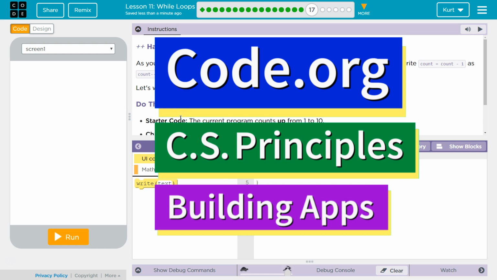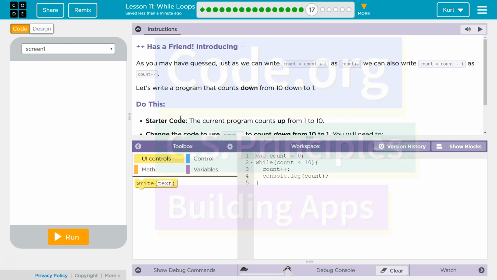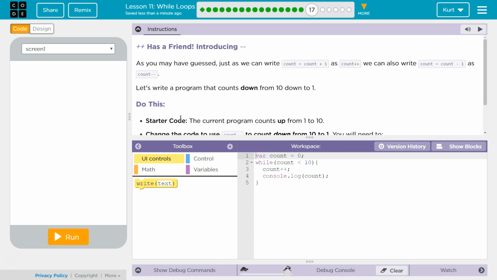This is code.org. I'm currently working on CS Principles, Unit 5, Building Apps, Lesson 11, While Loops, Part 17.